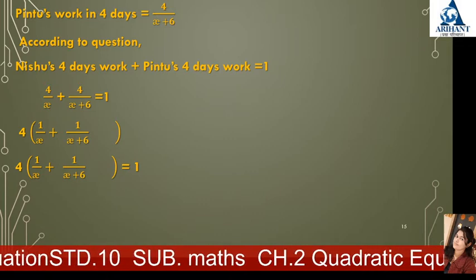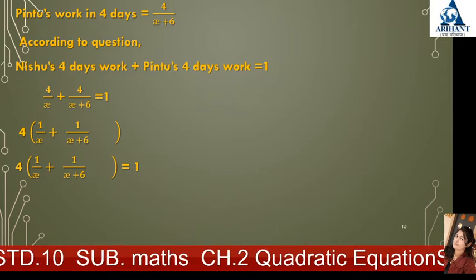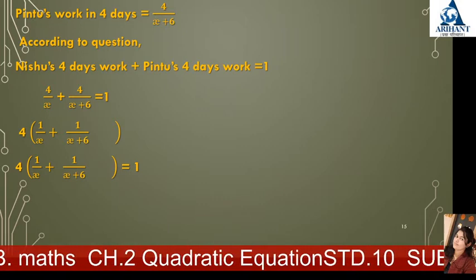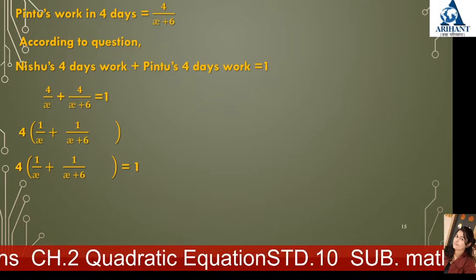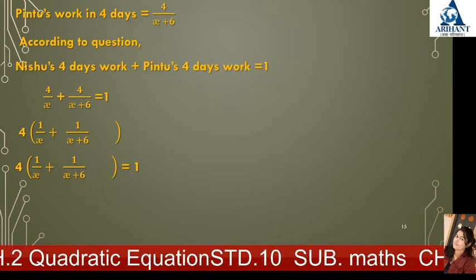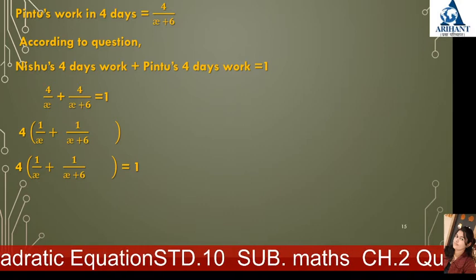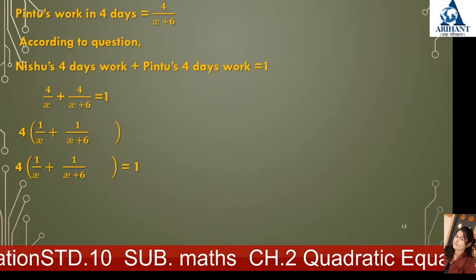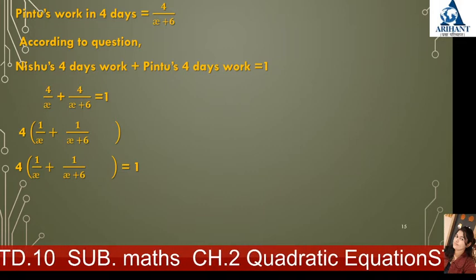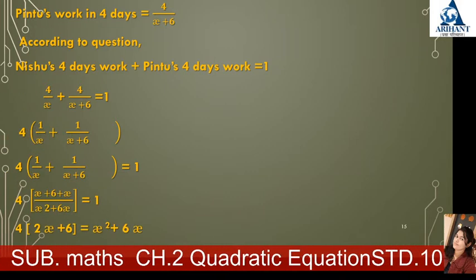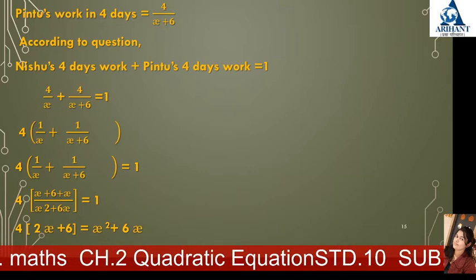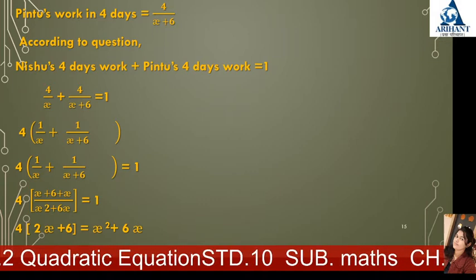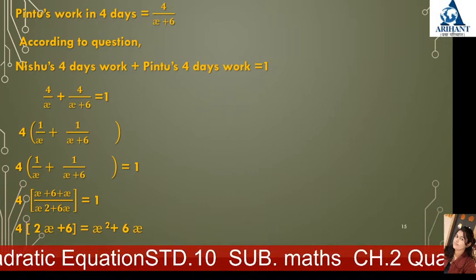Now let's common out 4. So into the bracket, 1 upon x plus 1 upon x plus 6, bracket complete. Now the 4 as it is, 1 upon x plus 1 upon x plus 6 is equal to 1, which is given in the example. So we wrote 1 over there. So the next step, 4 into the bracket. Let's now cross multiply the example, that is the bracket 1 upon x plus 1 upon x plus 6.